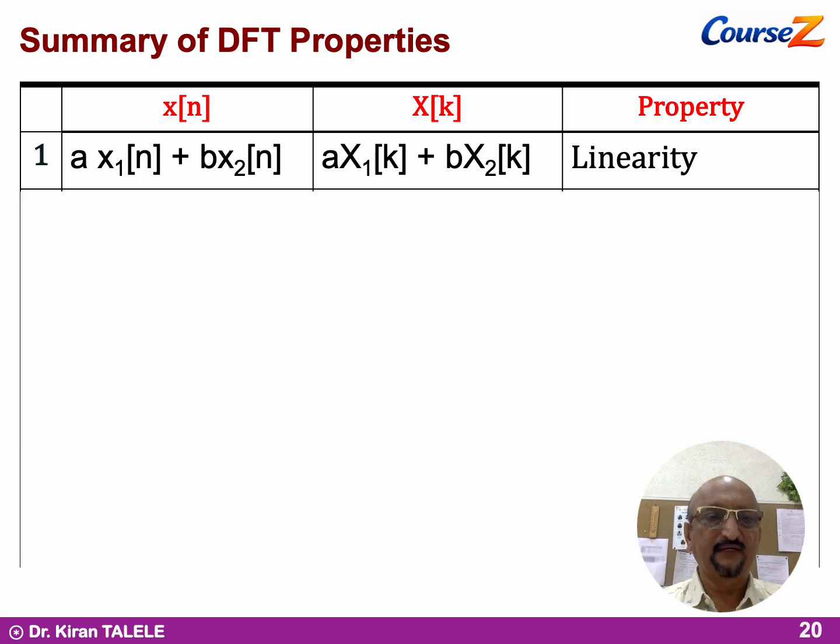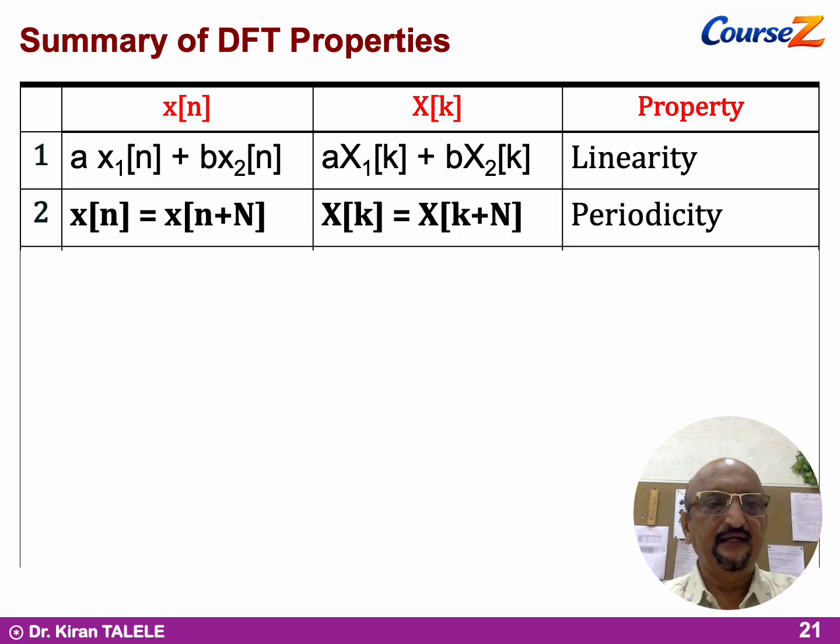Let's revise these properties. All the properties that we have done so far. The first one is the linearity property. DFT of a times x1 of n plus b times x2 of n is a times x1 of k plus b times x2 of k. If inputs are added, DFT results are also added.